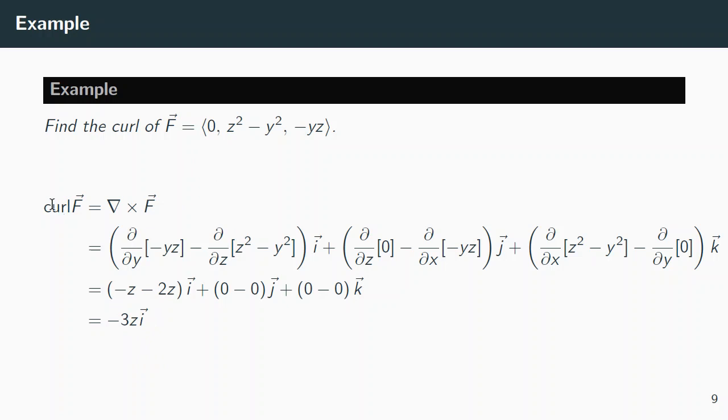Well, we're going to take this formula, the grad crossed with F. We had it in the slide before. We take the y derivative of negative yz. That would be negative z. We take the z derivative of z squared minus y squared. That would be 2z, so that gets subtracted, times i. The z derivative of 0 is 0. The x derivative of negative yz is 0. The x derivative of z squared minus y squared is 0. And the y derivative of 0 is 0. So those are all 0, and you just have negative 3z i.